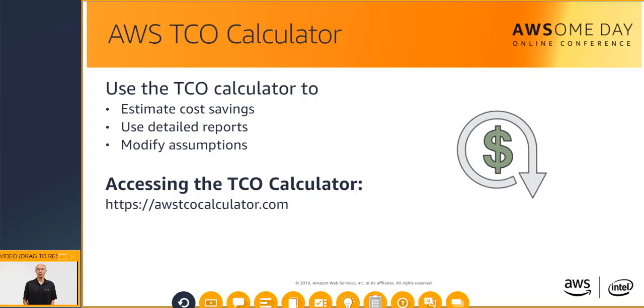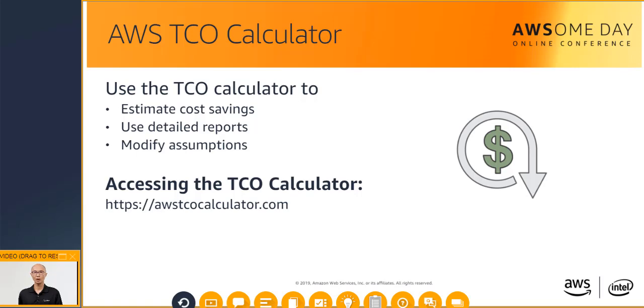The TCO Calculator is a tool that has been developed to help you estimate cost savings when using AWS. Use detailed sets of reports that can be used in executive presentations, and modify assumptions that best meet your needs. In addition, some benefits of the calculator include the ability of weighing the financial considerations of owning and operating a data center versus using a cloud infrastructure. Also, the TCO calculator explains the assumptions and the methodology behind the calculations. So, go take a look.